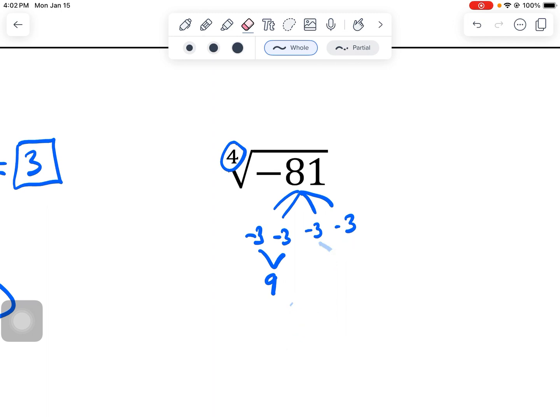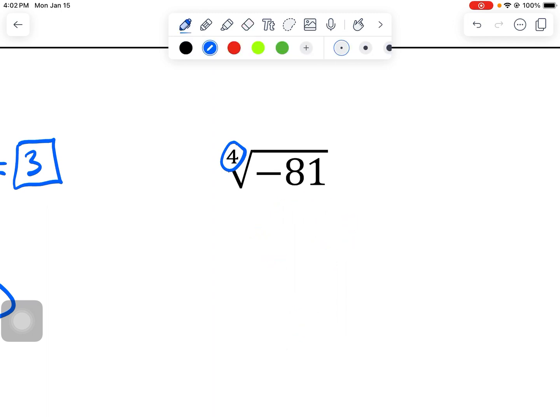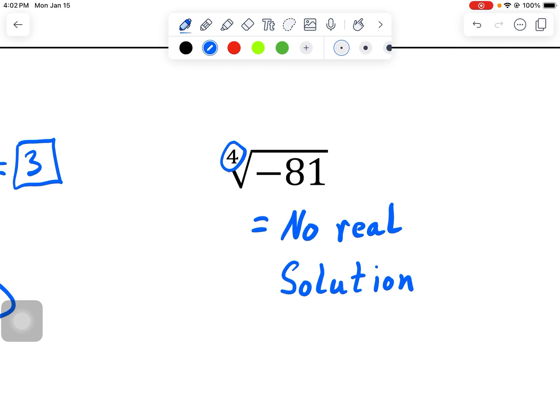You have to assume that there's no real solution because you can't multiply 4 of the same number and get a negative answer. So this one would be another no real solution. We know there's a solution. It has to do with the imaginary numbers, but in this case, we don't want those. We only want the real solutions.